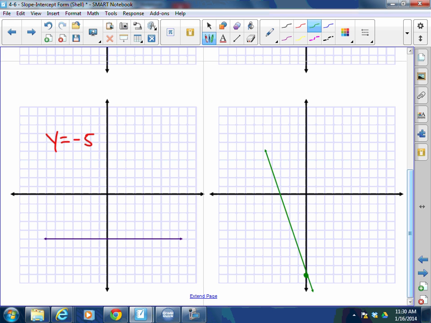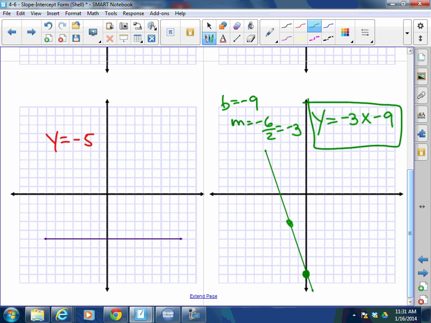Last but not least, what's the y-intercept here on the green? It's right here. Negative 9. So my b is negative 9. Now, perfect point would be here. So from left to right, this is down 1, 2, 3, 4, 5, 6 over 1, 2. So my slope is down 6 over 2, which is negative 3. So y equals mx plus b. And you were done.